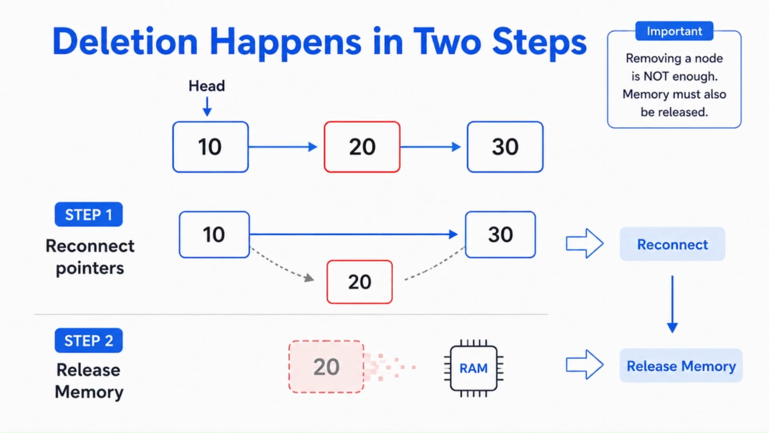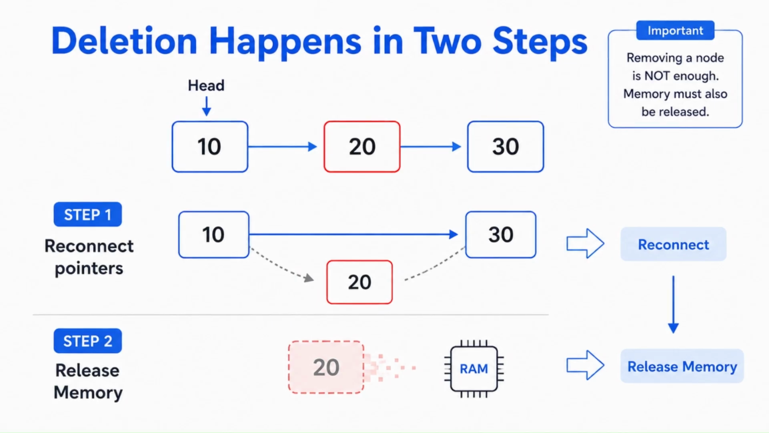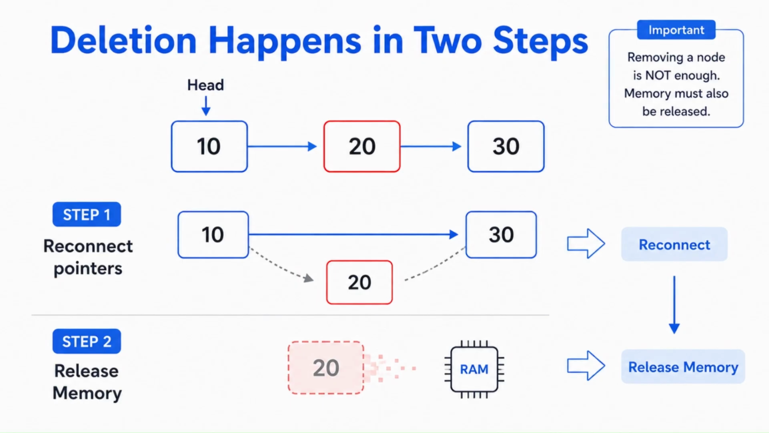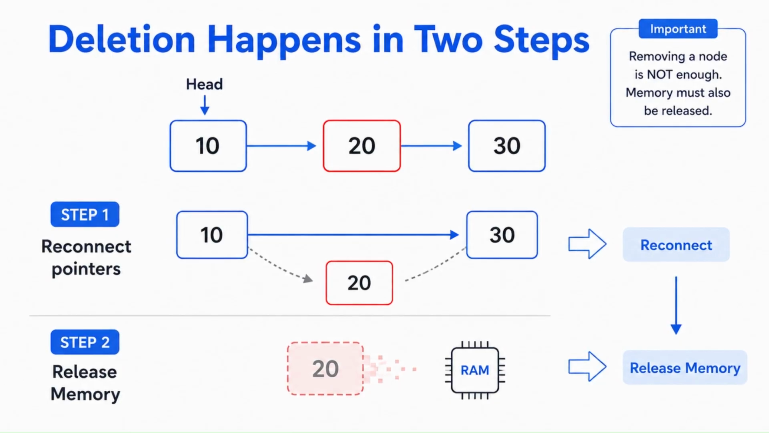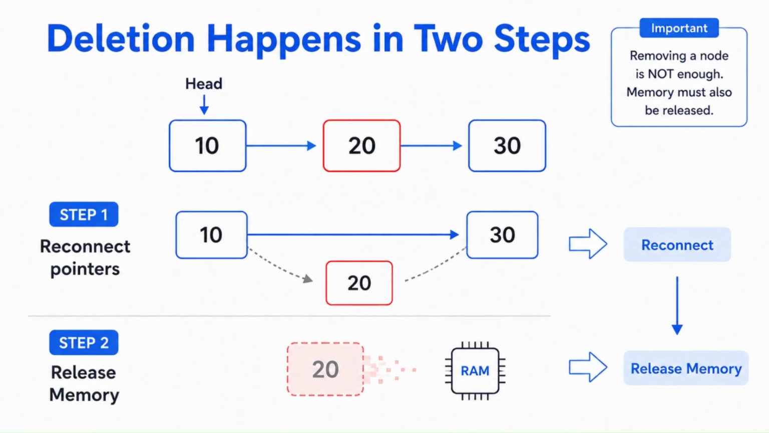Think about removing a book from a bookshelf. Taking the book off the shelf doesn't mean you've thrown it away. It's still sitting on your desk, taking up space. To completely get rid of it, you also have to remove it from the room. Deleting a linked list node works exactly the same way. First, remove it from the structure. Then release the memory. Never stop after the first step.